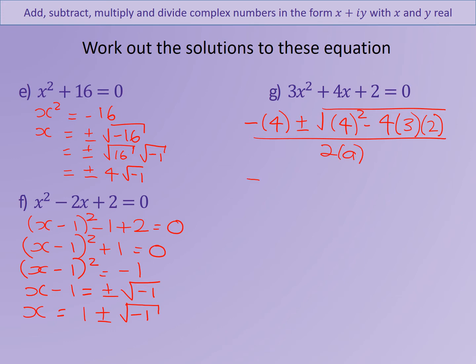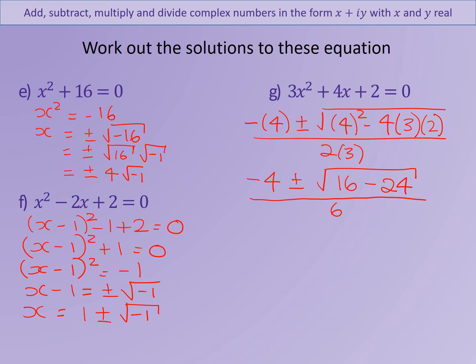Simplify this, we have minus 4 plus or minus the square root of 16 minus 4 times 3 is 12, times 2 is 24. Again, we can see we're going to have a negative value under our square root, which is where the problem will arise. I've just seen that I've written a mistake there, so let me just rub that out. So that should have been 3, which gives us a 6 as the denominator.